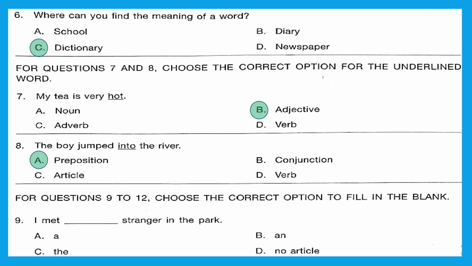For questions 9 to 12, choose the correct option to fill in the blank. I met dash stranger in the park. Now here we are going to use article a. Option A is the right answer. I met a stranger. Because in a stranger the starting sound is of a consonant.